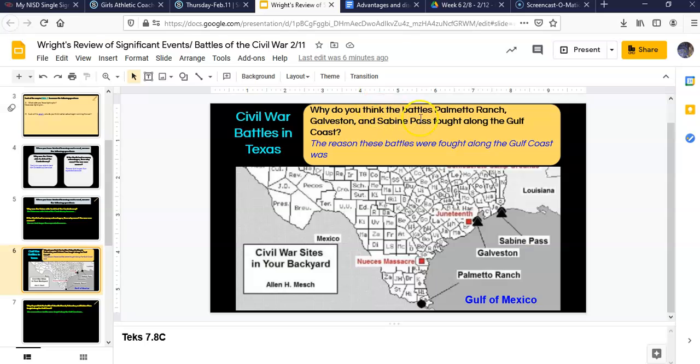It says, why do you think the battles Palmyra Ranch, Galveston, and Sabine Pass were fought along the Gulf Coast? If I look at where these are, they are all ports. Think back to what we discussed yesterday about what ports were for and what they do, as well as Scott's Anaconda Plan from yesterday's lesson.